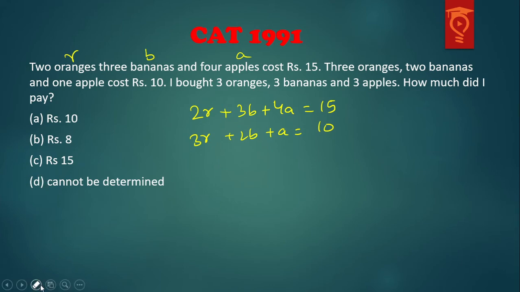Sometimes even this option is helpful, but here it looks like it is making the question a little more difficult. Anyway, let me just try to figure it out with the options. What we need is the combined cost of 3 oranges, 3 bananas and 3 apples. You can see that it is 3 times something, so the answer should be a multiple of 3.